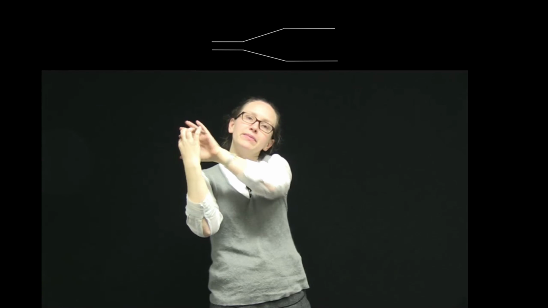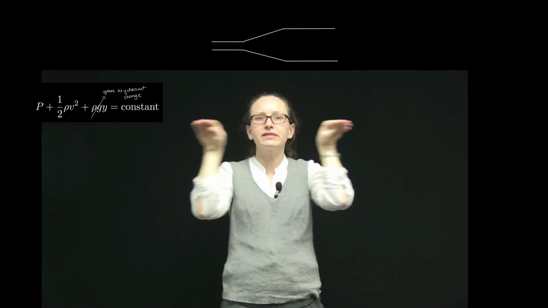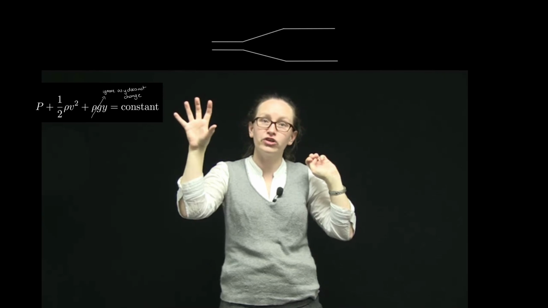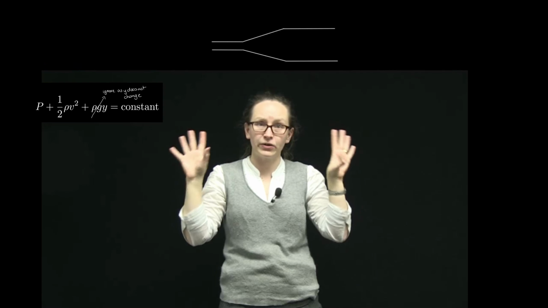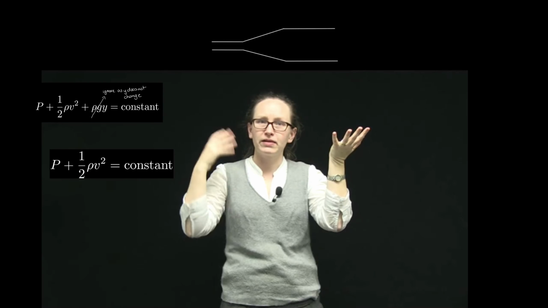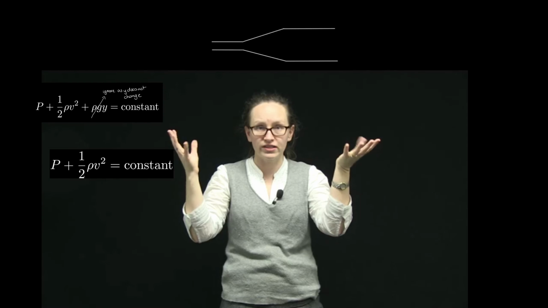But here, let's consider, like we had before, a wide pipe going into a narrow pipe. Now, to keep it simple, we'll say that these pipes are at the same height, so we can ignore that height term in Bernoulli's equation. And so we've got that the pressure plus a half the density times the velocity squared is constant.